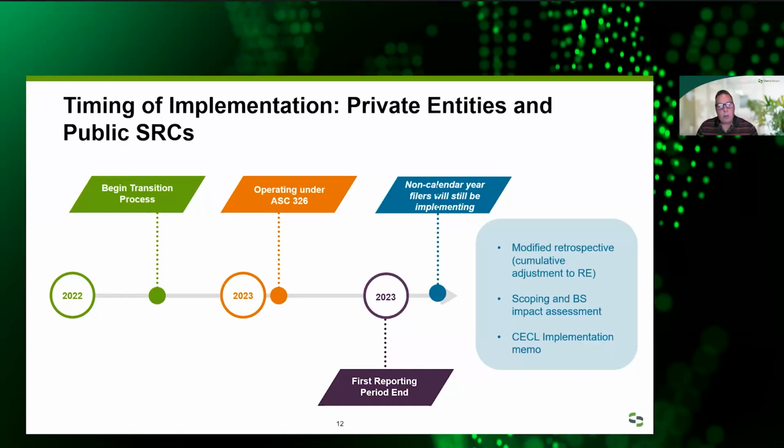A couple of notes here. As far as the adoption impact, it's a modified retrospective adjustment. To the extent you have changes, it's a debit to retained earnings and a credit to allowance. And as I mentioned in a prior slide, I think auditors are going to expect that you've got some sort of scoping memo, a balance sheet impact assessment, and also an implementation memo.